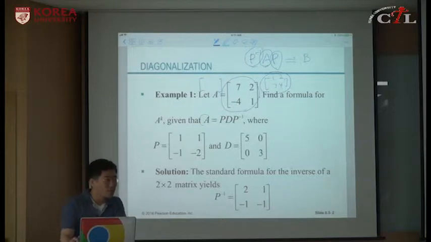But we want to find out some special matrix P such that when using it for the similarity transformation, it will make the resulting matrix into a diagonal matrix.